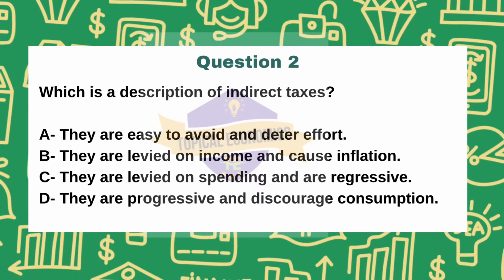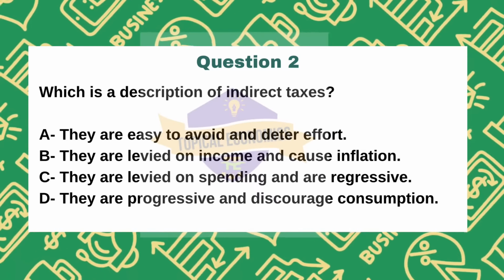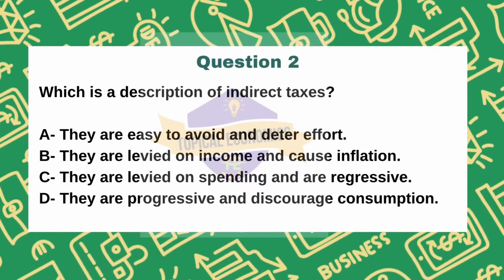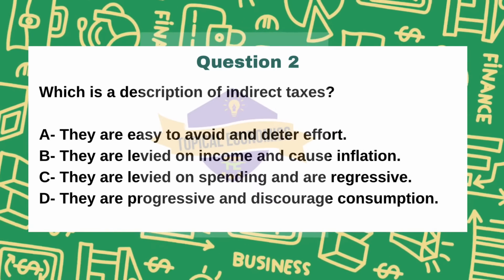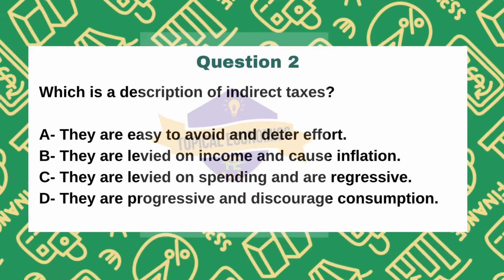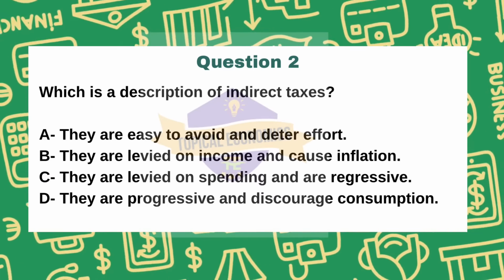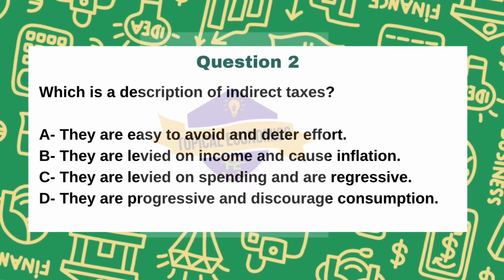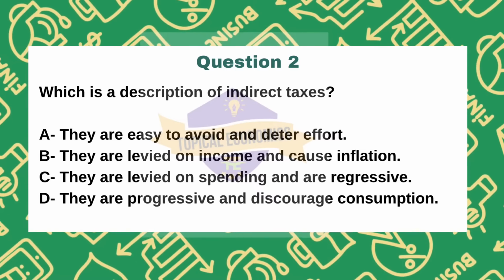Going to the second question. Which is a description of indirect taxes? A. They are easy to avoid and deter effort. B. They are levied on income and cause inflation. C. They are levied on spending and are regressive. D. They are progressive and discourage consumption. The correct answer for this question is Option C. They are levied on spending and are regressive.